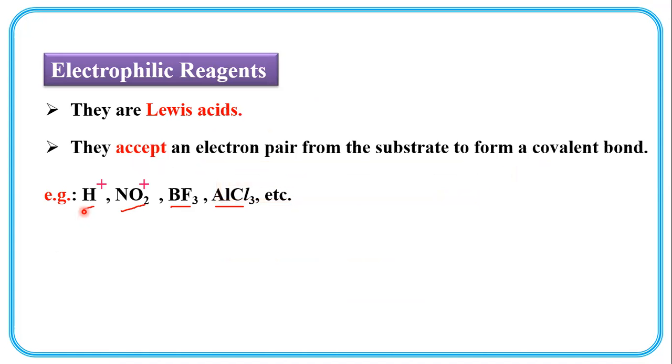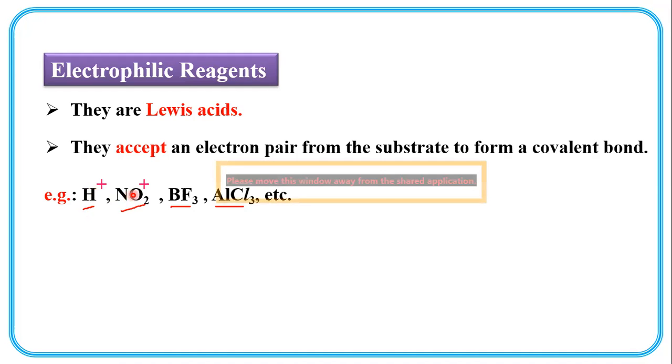or AlCl3. So these are positively charged species, electrophilic reagents, or these are neutral molecules, BF3 and AlCl3. So their octet is incomplete and they are called as Lewis acids.